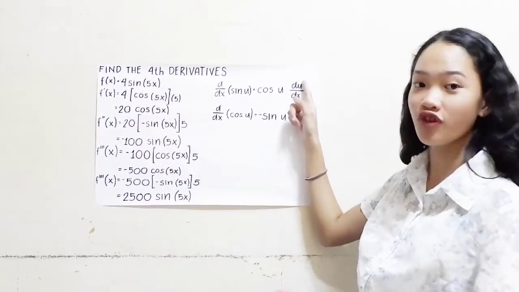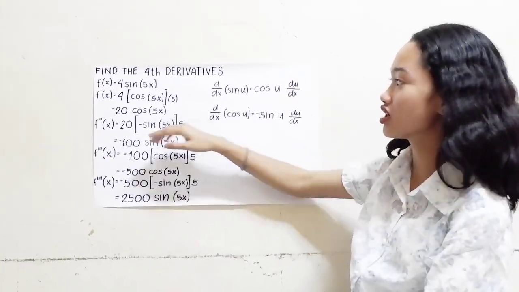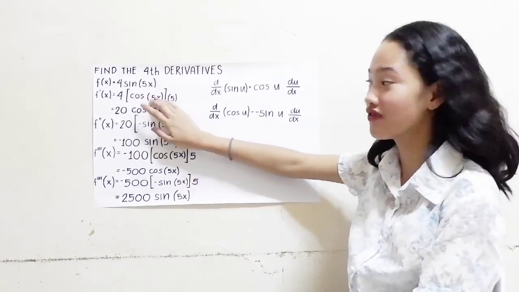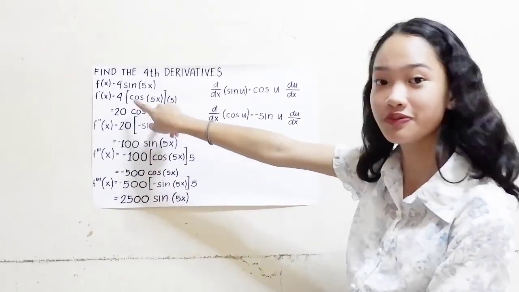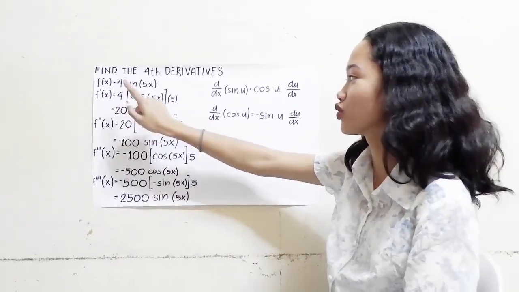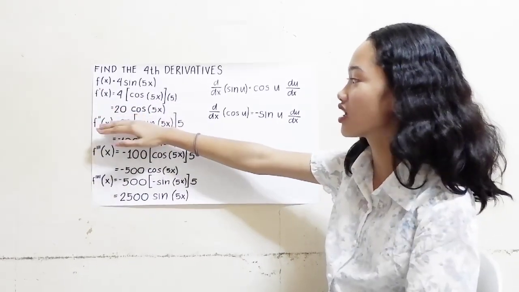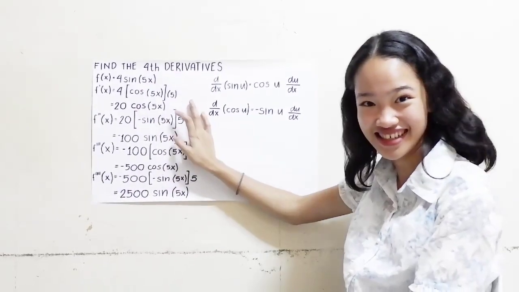Then, based on our formula again, we need to find the derivative of u. Since our u is 5x, we get the derivative of 5x, which is 5. So, we just multiply the 5 and the 4. So, 20, copy the cosine 5x. So, our first derivative is 20 cosine 5x.